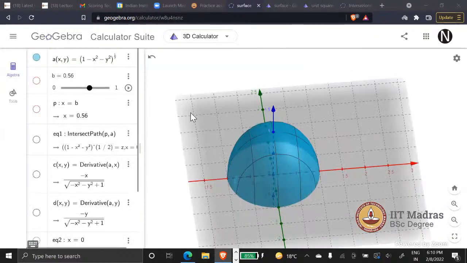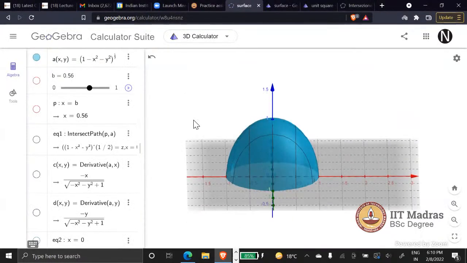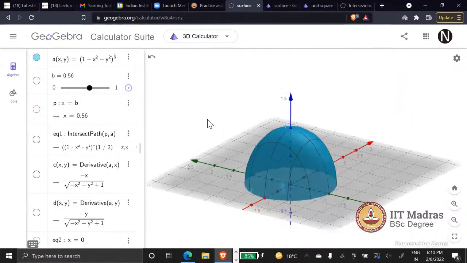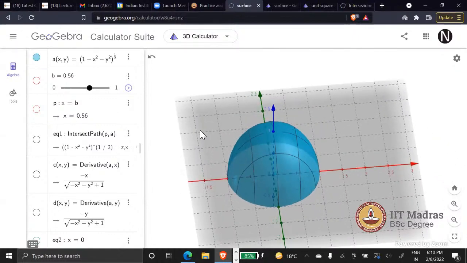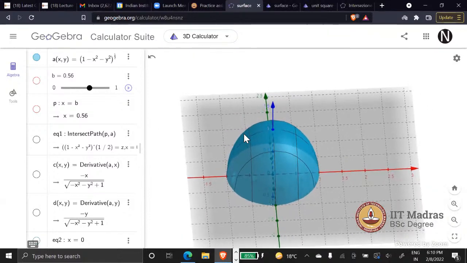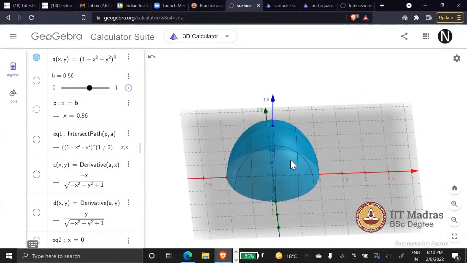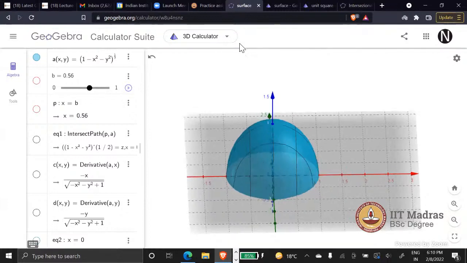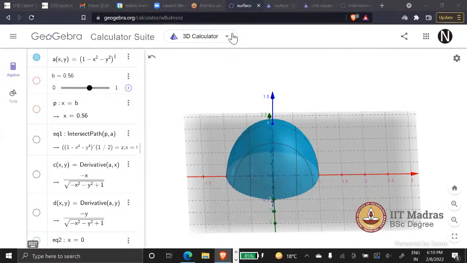So here you have a hemisphere, right? In this case, the red is your x-axis, the green is your y-axis, and the blue line is the z-axis, right?